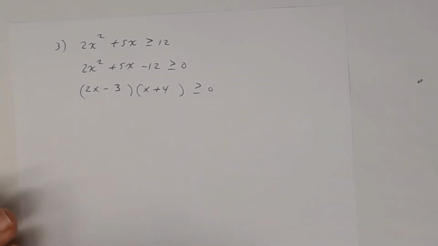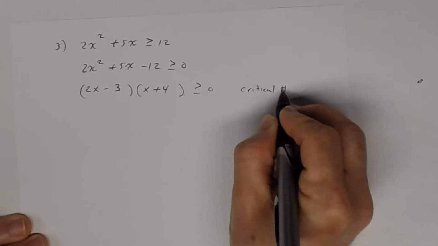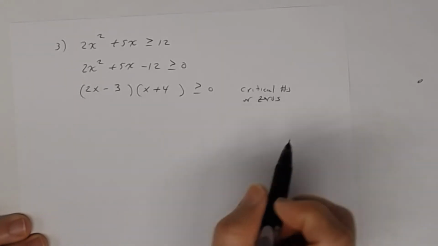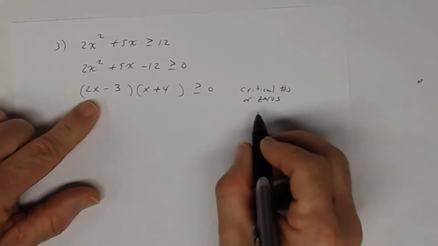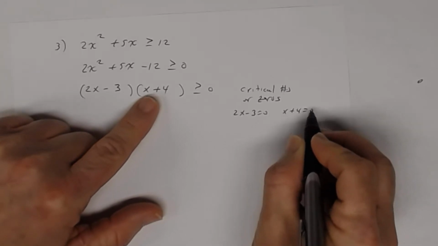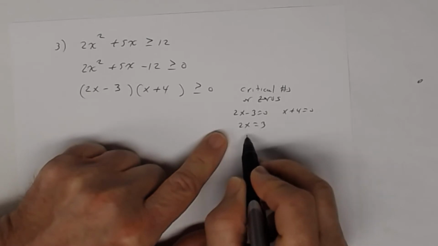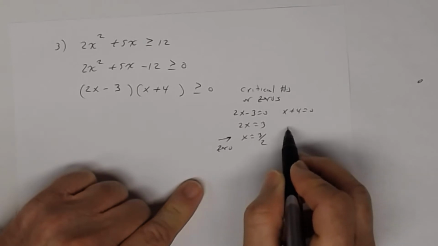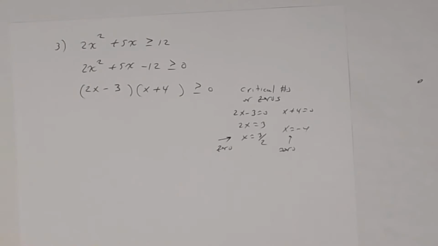All right, now remember the next step is to find those critical numbers, sometimes called zeros, right? Critical numbers or zeros. And so to find those, we set each of those factors equal to 0. So I have 2x minus 3 equals 0, x plus 4 equals 0. And then I solve these linear equations. So for this one, 2x equals 3, which means x is 3/2. So there's a 0, right? Over here, x equals negative 4. So those are my 2 zeros.